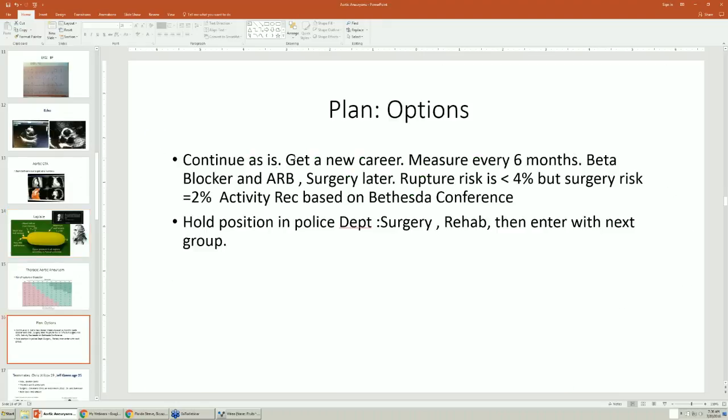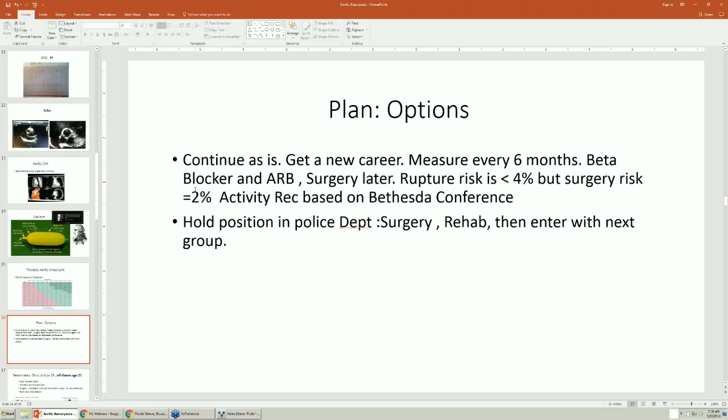And so what are our options here, Ben? What we're looking at is you continue as you are, and we watch you for a while, and you get yourself a new career at a desk somewhere, and we measure it every 6 months, and we put you on a beta blocker, put you on an ARB, which is a blocker for angiotensin, and so the rupture risk is only 4% or less.